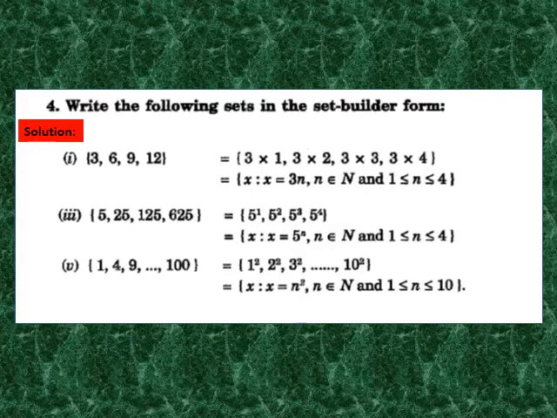Clear? Same is the second. We have 5, 25, 125, 625. So this is what? Exponent. 5 power 1, 5 power 2, 5 power 3, 5 power 4. So again in the exponents we have natural numbers.